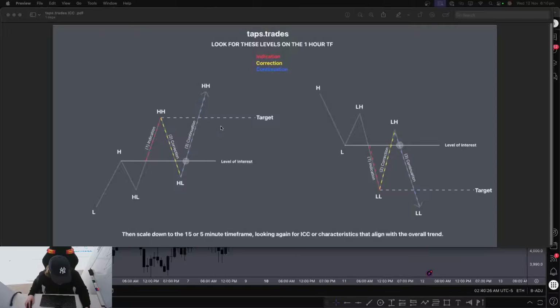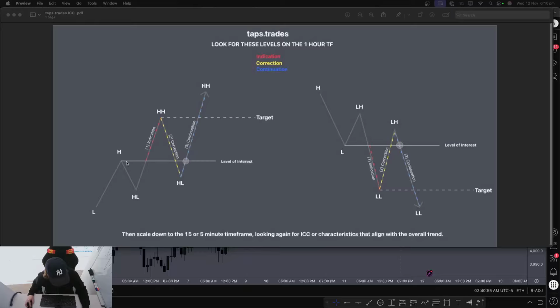It's almost exactly the same, except now the market's heading to the downside. Again, I'll just quickly run through that. You start with a high in the market, price then makes a low, it then makes a lower high, so it's lower than the previous high, right? Then price makes a lower low. Now that's the start of our first phase, which is the indication phase. We draw our level of interest at the most recent level, which is the low here.